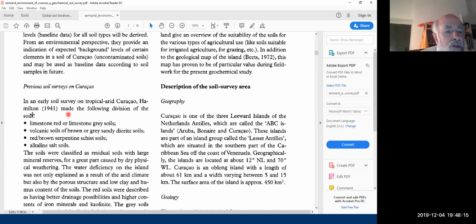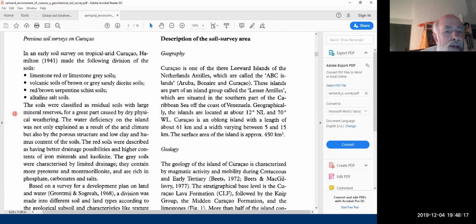Okay, so what they're saying here is in 1941, this one man, Hamilton, said you've got limestone red and limestone gray soils, volcanic soils of brown or sandy gray. Diorite is the name of the type of volcanic rock. Red or brown serpentine schist soil. Okay, that's one that didn't come up in this paper's 6 types.